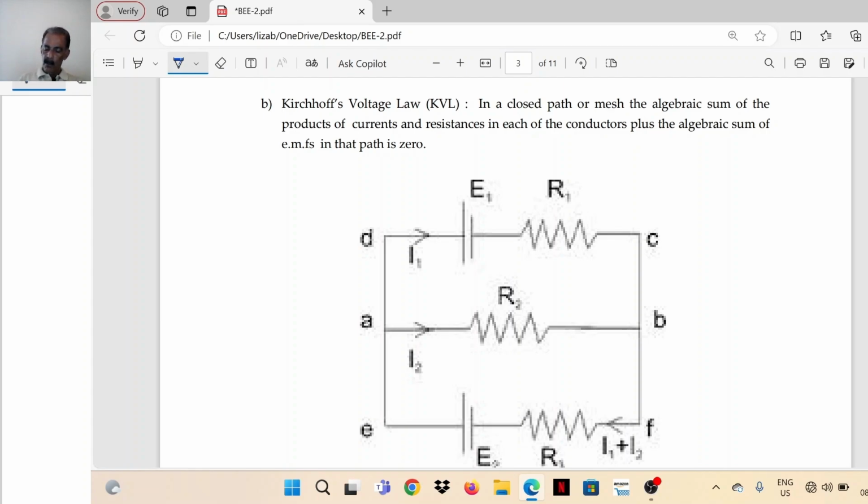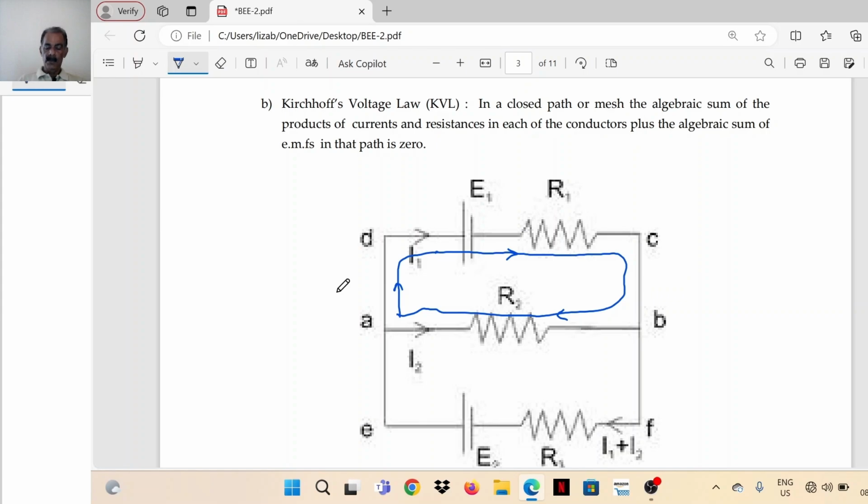So in a closed path, we'll assume a closed path in this figure. A, D, C, B, A. It is a closed path. The direction I'll mark. So in the branch DC, it is from D to C. In the branch BA, it is from B to A. That is the orientation of the loop or the closed path.